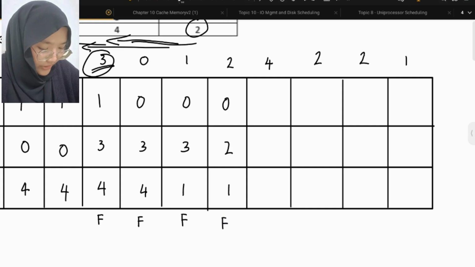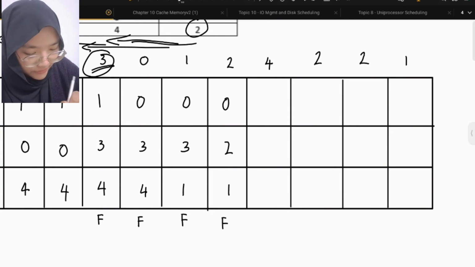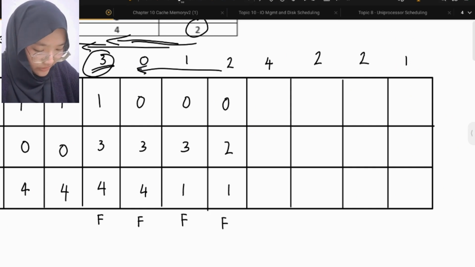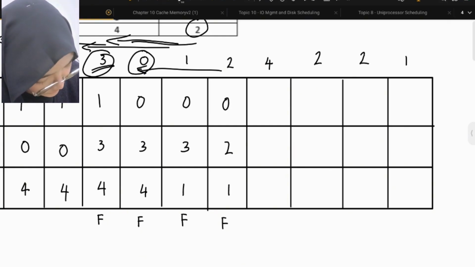The next page is page number 4. And we can see we don't have number 4 yet. So we're going to look back for which one is the least recently used. And as you can see, page number 0 is the least recently used. So we're going to replace page number 0 with 4, and write it back down. So what's going to happen?